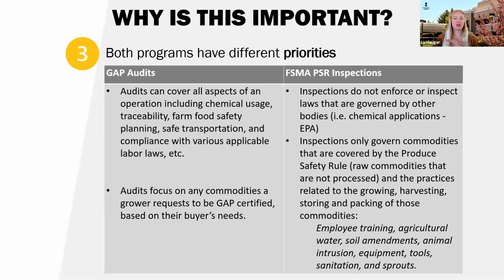These are the areas they'd be looking at: employee training, ag water, so you're testing what type of sources of water you use, etc. Soil amendments, the way that those are treated, animal intrusion, equipment, tools, and sanitation, and then sprouts, which reflect the 7 modules of the produce safety trainings. So that's essentially the comparison of what the two look like.